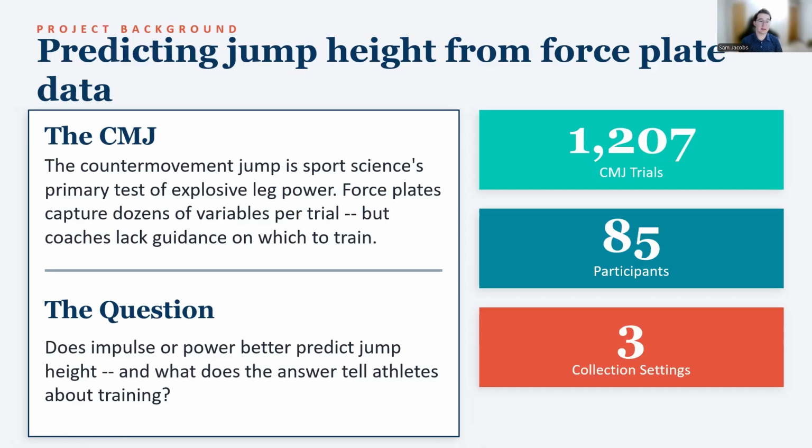The problem with this is that many of these correlate highly with jump height, and we don't really have clear guidance on which ones we should actually prioritize in training. So this project aims to address that by directly comparing the two prediction frameworks, relative propulsive net impulse versus peak relative propulsive power. Our data set spans 1,200 trials across 85 participants from 3 different settings.